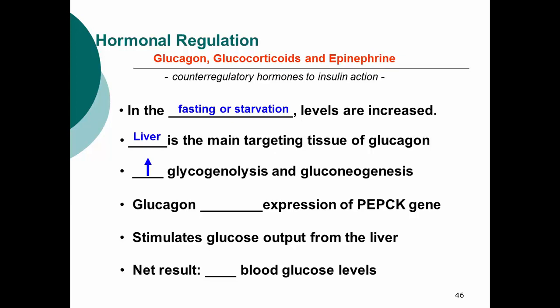Glucagon should change the expression of PepCK genes. PepCK is again the key enzyme in gluconeogenesis. So glucagon will be expected to increase expression of the PepCK gene and stimulate glucose output from the liver, again through two different pathways, glycogen breakdown and gluconeogenesis. And the net result is an increase, trying to raise the blood glucose level during fasting.